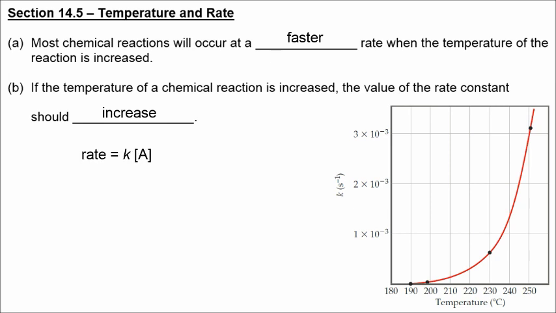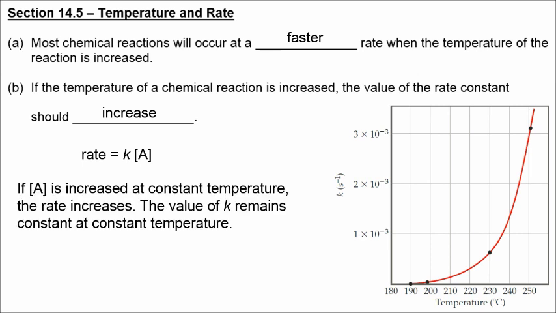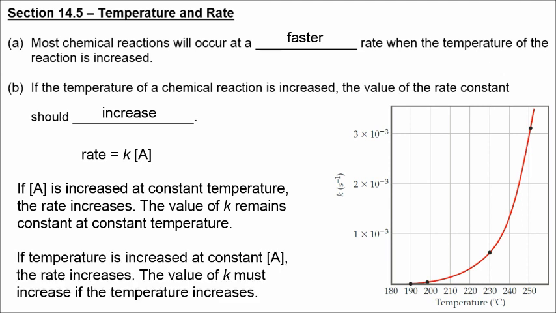K. So if the rate equals K times A and you increase the concentration of A, then you would expect the rate to increase. But that's at constant temperature. What if instead you actually change the temperature and the rate goes up? Well, if you're holding A constant, the concentration of A is constant, something's going to have to increase. So when temperature goes up, the value of K will also go up.